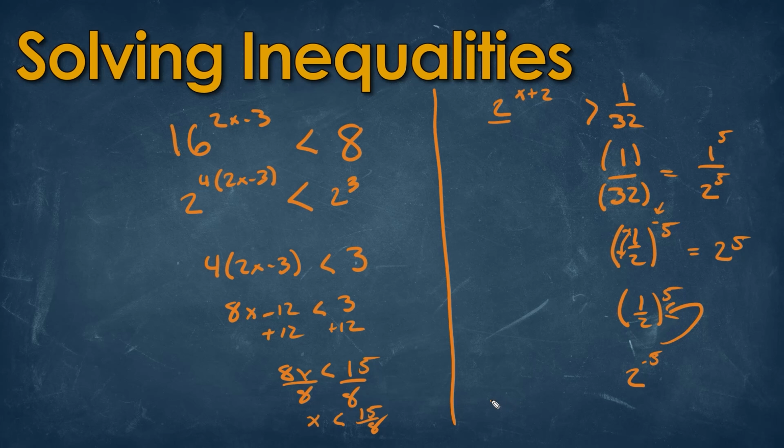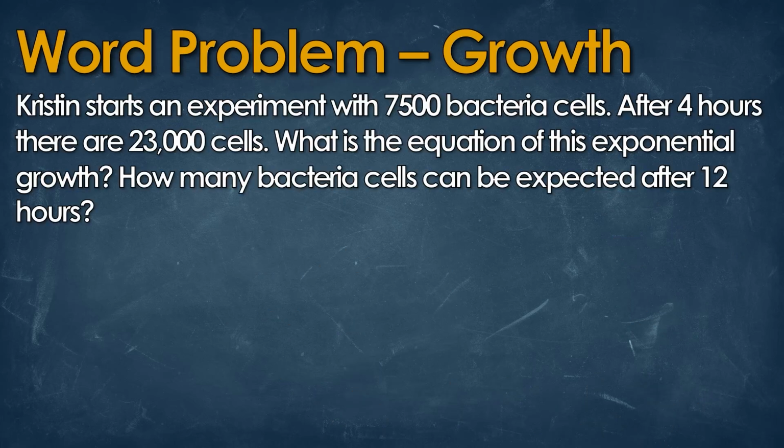So that tells us that we have 2 to the x plus 2 is greater than 2 raised to the negative 5th, which therefore we actually get that x plus 2 is greater than negative 5. So x would be greater than negative 7 in this case. So let's move on. Let's take a look at this word problem.